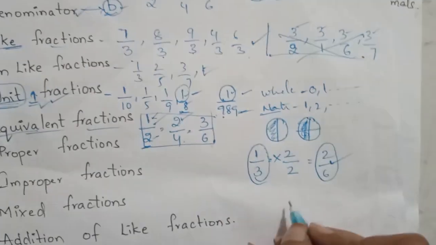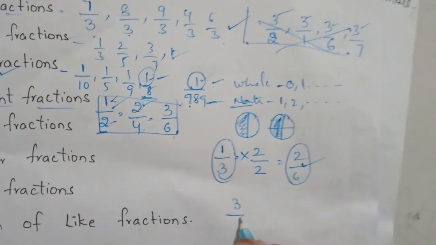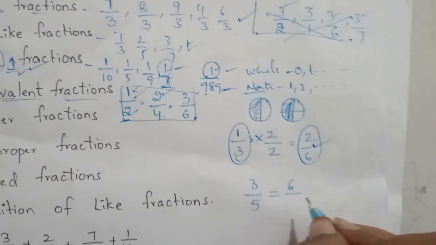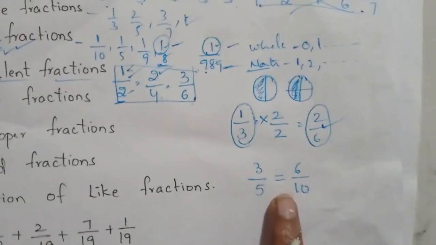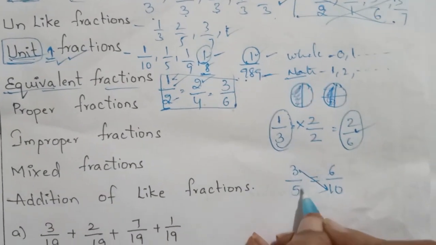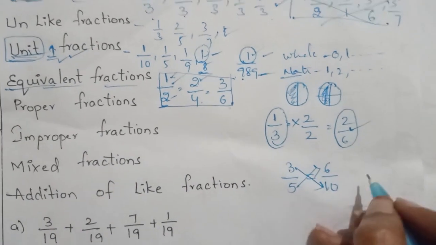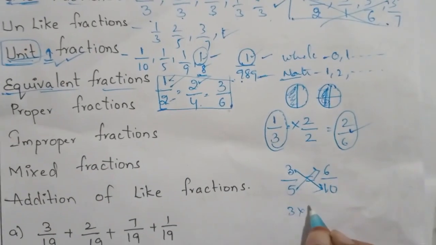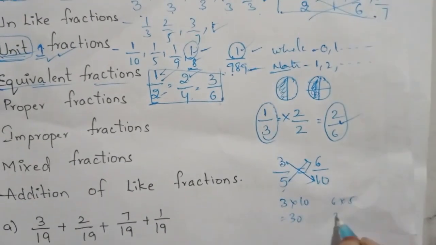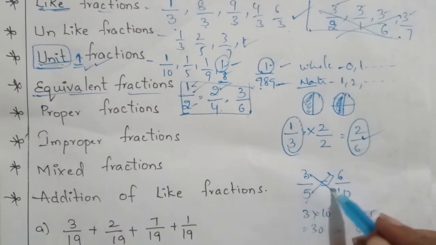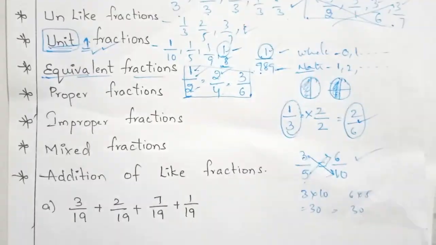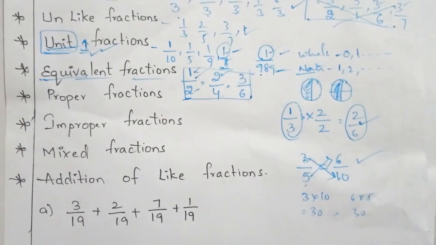We can also check equivalent fractions. For example, if we are given the question 3 by 5 is equal to 6 by 10, I don't know whether they are equivalent or not. To find this out, we have to do cross multiplication. So 3 into 10, what is 3 into 10? 30. Here 6 into 5, 6 into 5 is 30. Both are equal. That means these two fractions are equivalent. In this way, we are going to find the equivalent fractions.